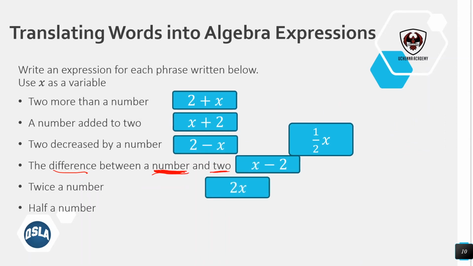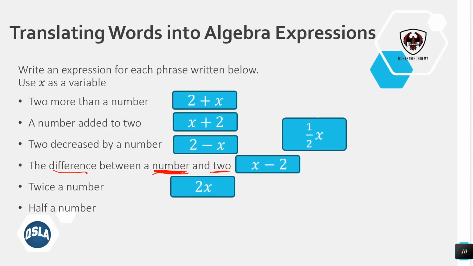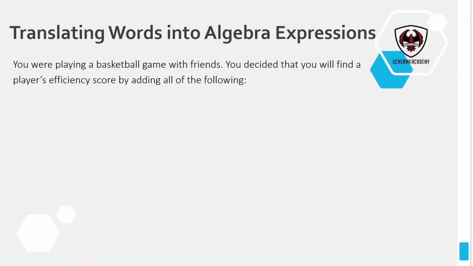Twice a number is 2 times x or 2x. Half a number is 1/2 x or 1/2 times x. So good job if you've got all of these correct. If not, maybe review them and make sure that you do write them out properly. Okay, so having practiced that, let's try to come up with our own efficiency formula.